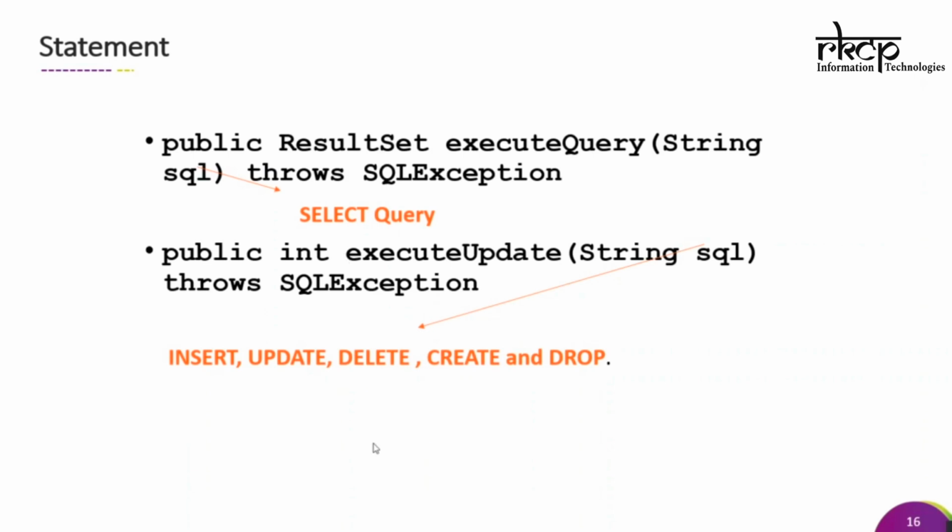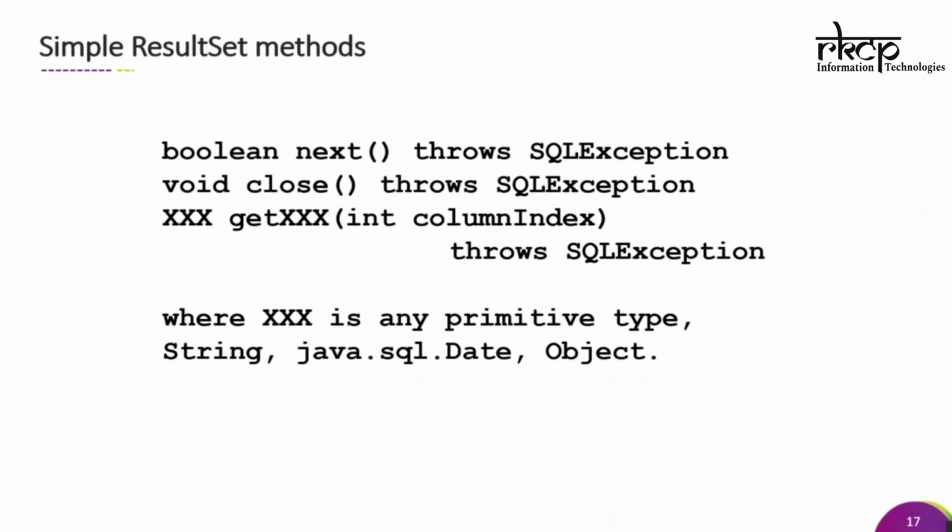If anyone asks you to execute a select query, then you will use the executeQuery method, and the return type of executeQuery will be ResultSet. If anyone asks you to execute a DML query like insert, delete, update, then you will use the executeUpdate method, and the return type of this one will be integer. This is step 3, and it will come practically.